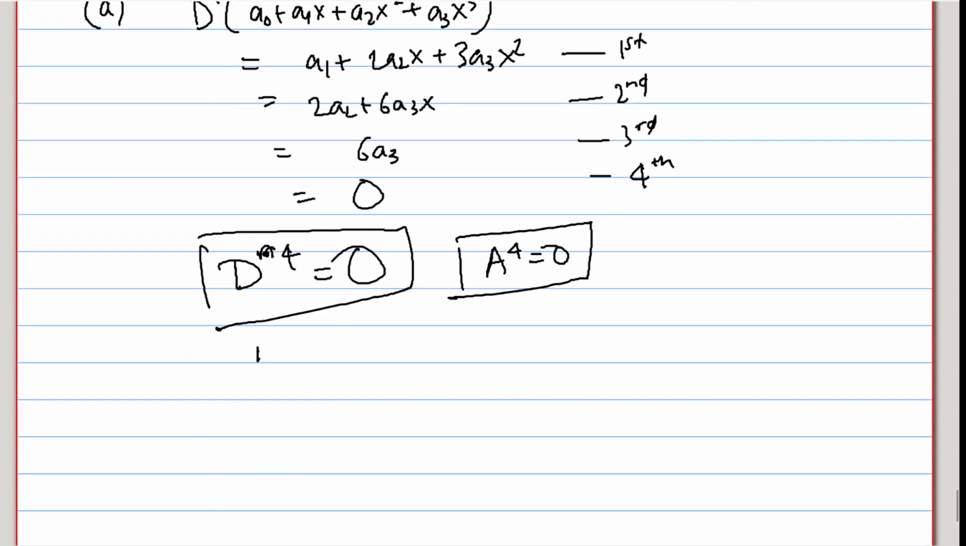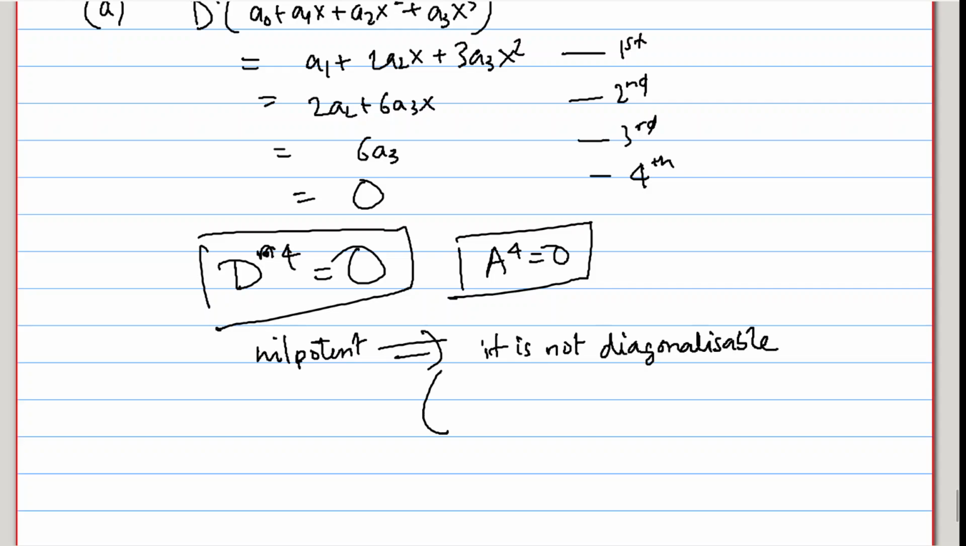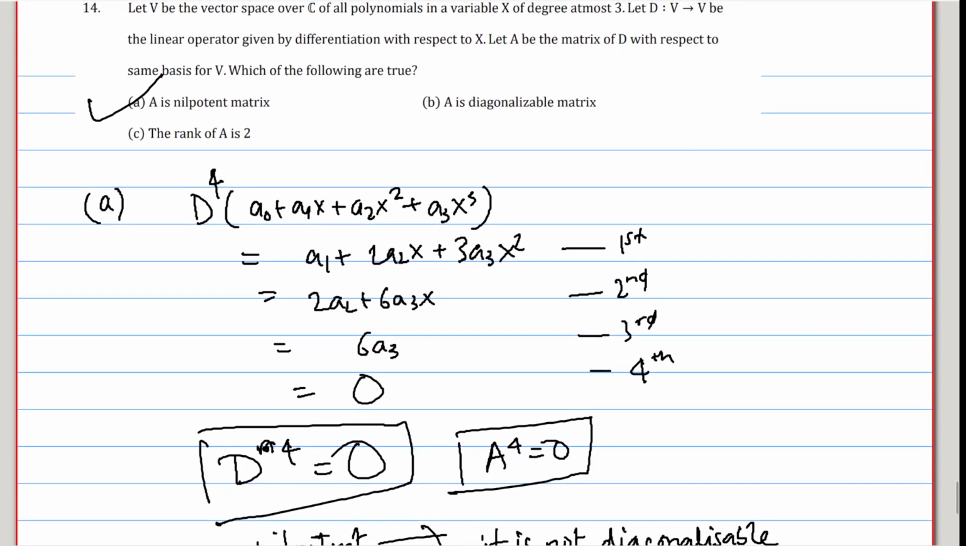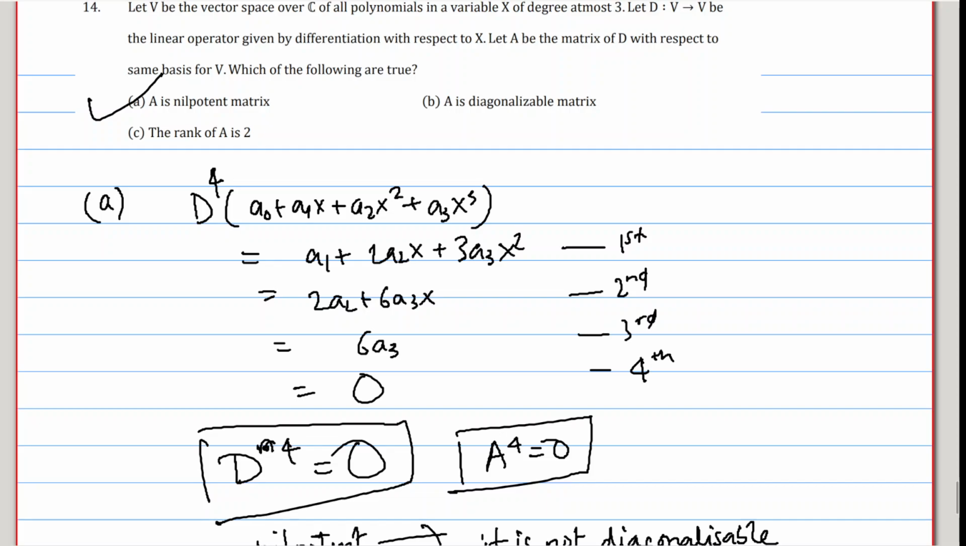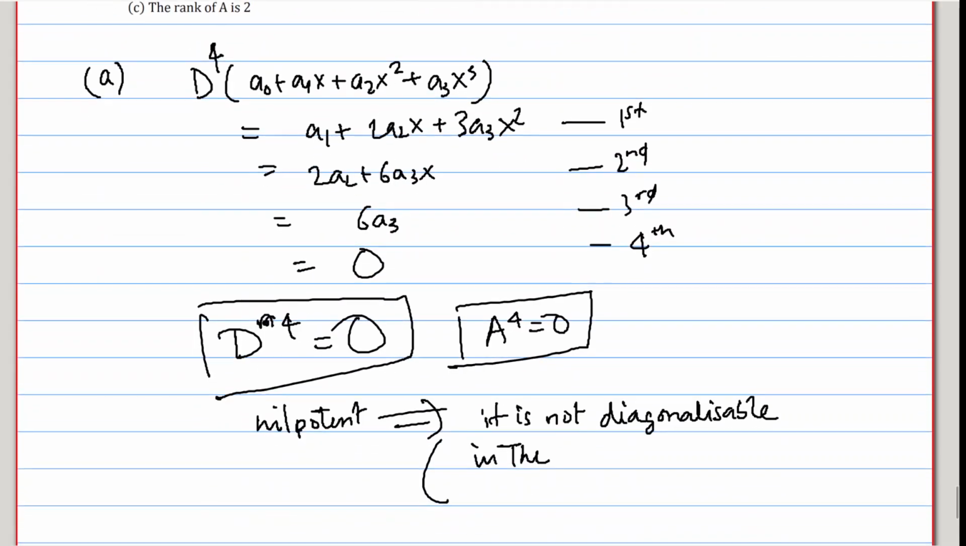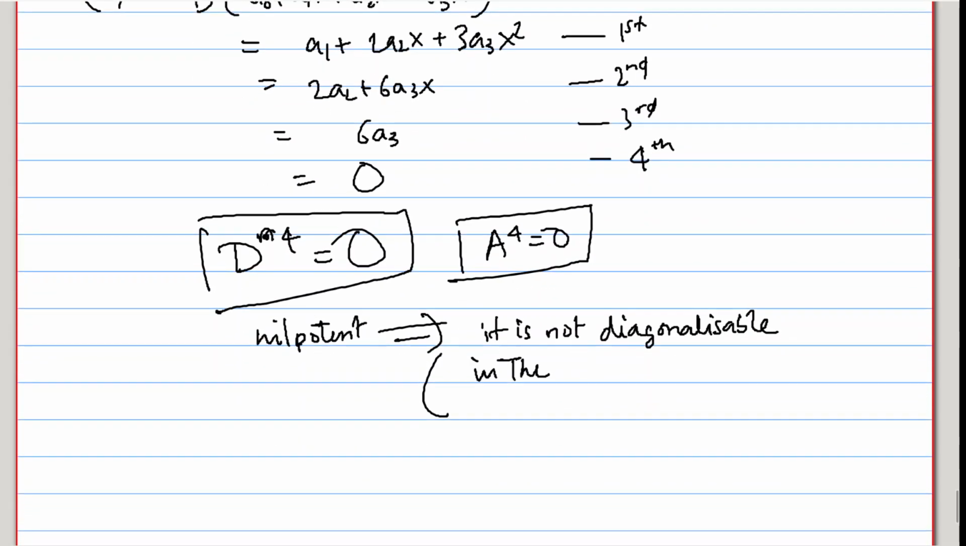One more thing: if a matrix is nilpotent, that implies it is not diagonalizable, except for zero. It means a non-zero nilpotent matrix. Right, non-zero. So this is in the recorded video.